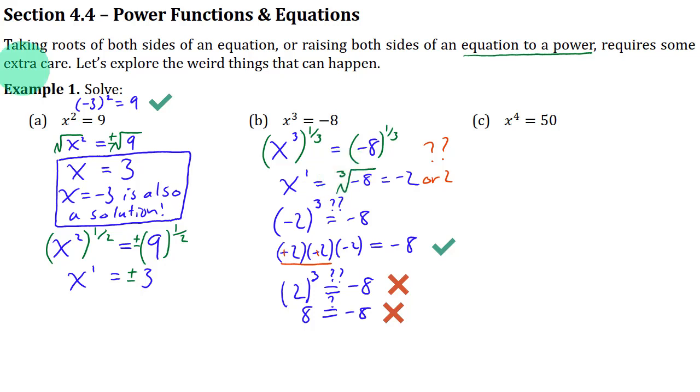So I told you it takes extra care. This is kind of weird and annoying. So the solution is just x equals -2. All right, what if you have x to the 4th equals 50? We can do the same thing, the power 1/4 to both sides.